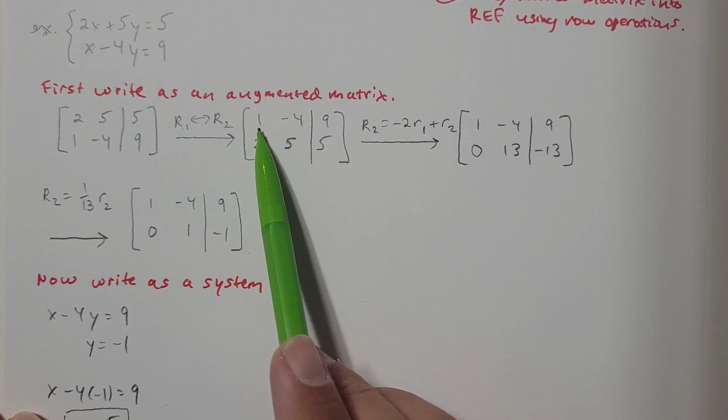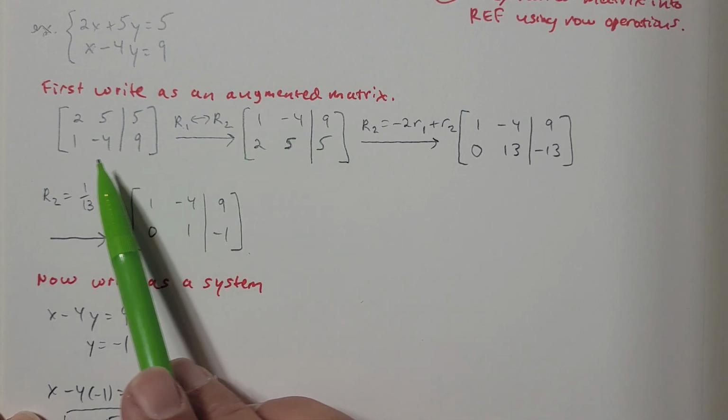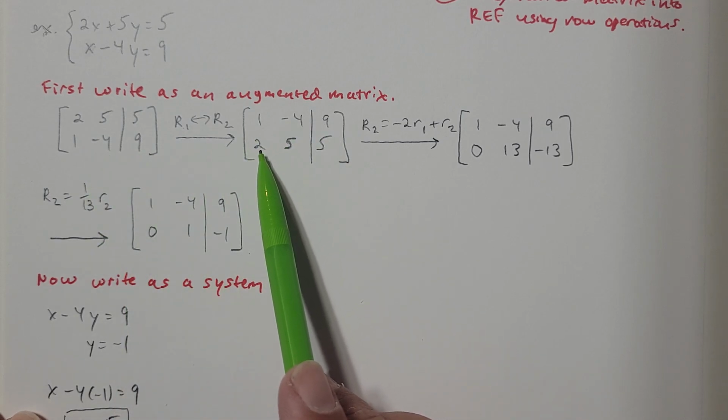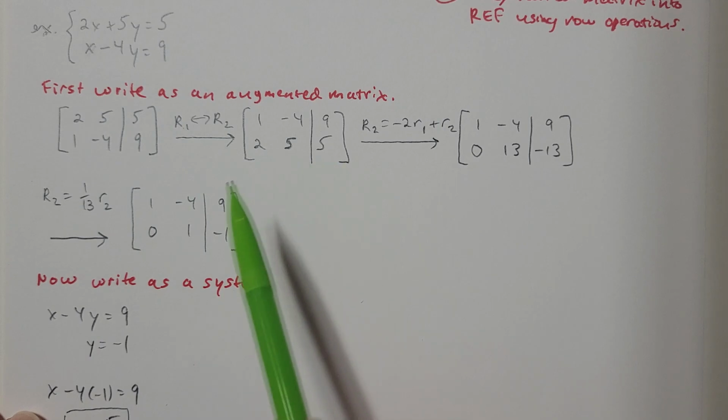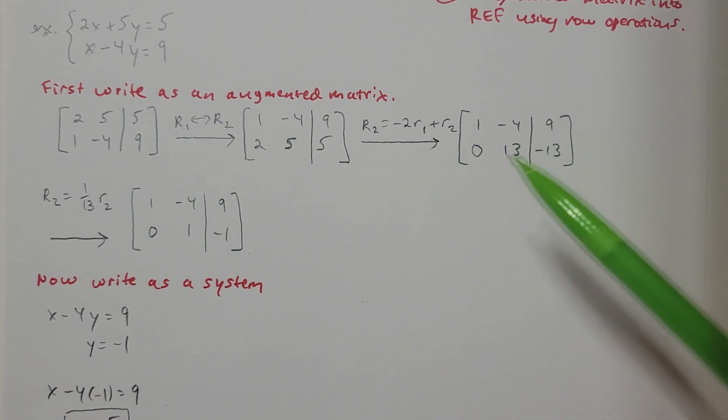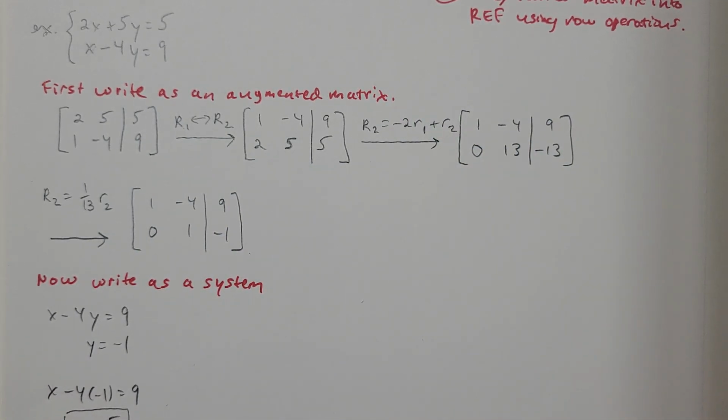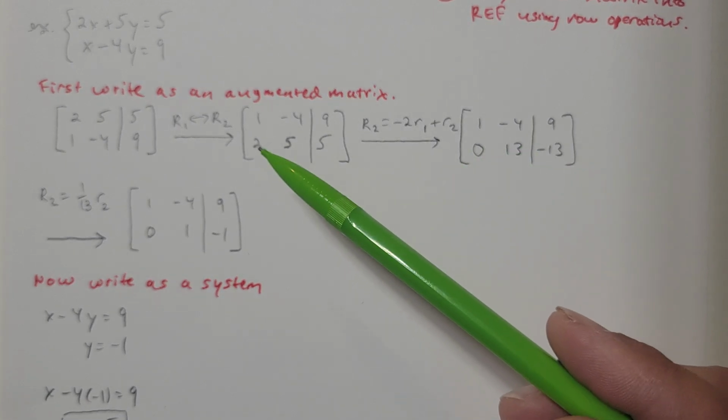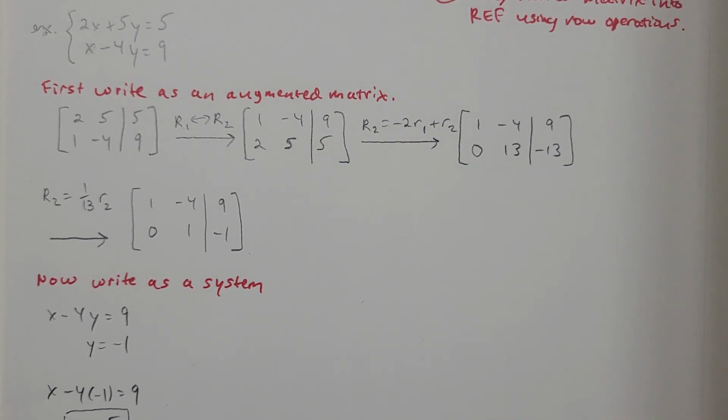Okay, so the new matrix then would be the rows 1, -4, and 9 in row 1. And then row 2, we have 2, 5, and 5. Okay, so we have the 1 in the upper left-hand corner. The next thing is we need a 0 right below that 1. So I work in terms of the columns. Okay, you get column 1 set, column 2 set, and column 3 set. It has to go in that order. If you go out of order, you're not going to get the right answer.